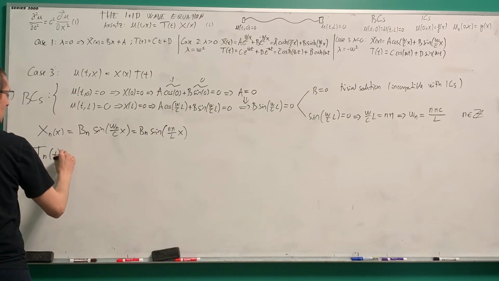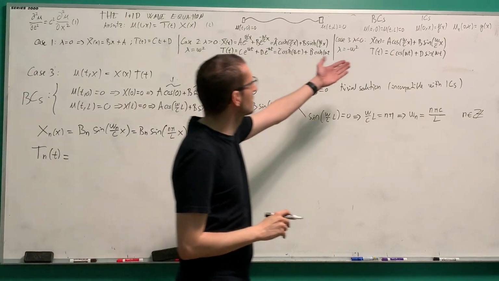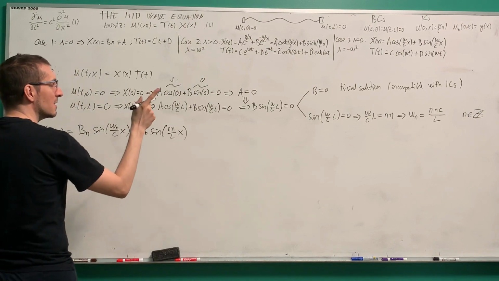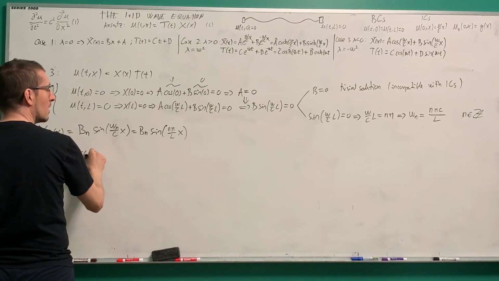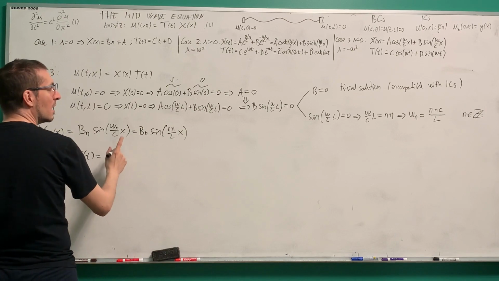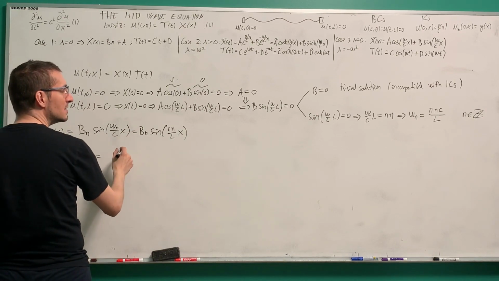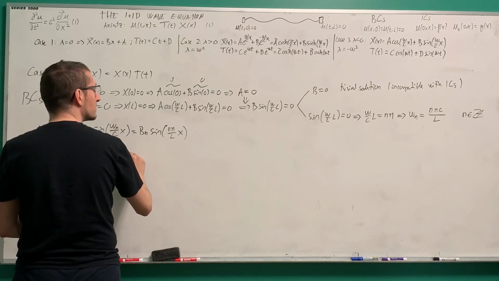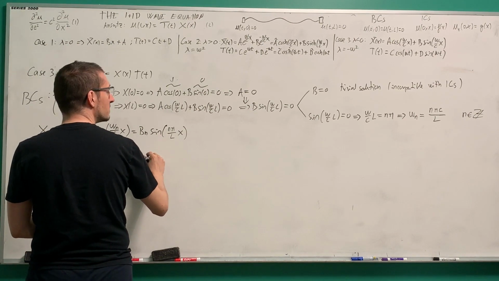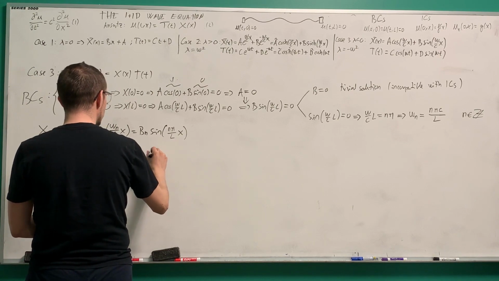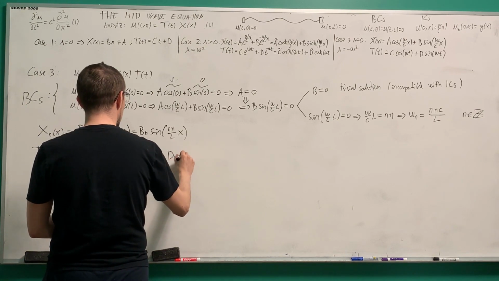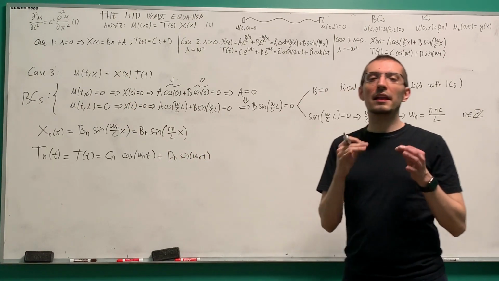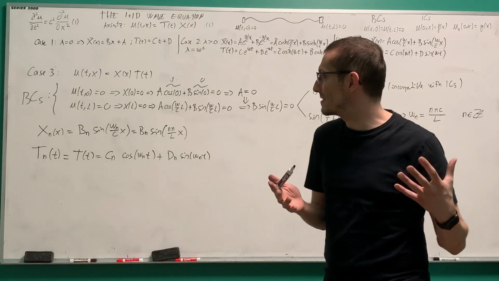T_n of t are, well, I go to the solution in this case, and that tells me that T(t) would be, in principle, c_n cosine(ω_n t) plus d_n sine(ω_n t). All right, but now a little bit of thinking to optimize things.